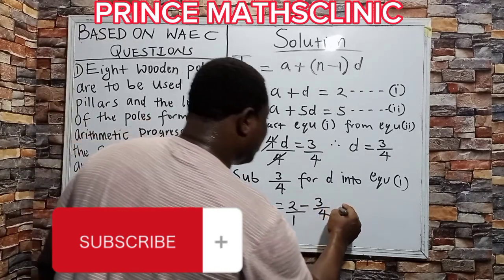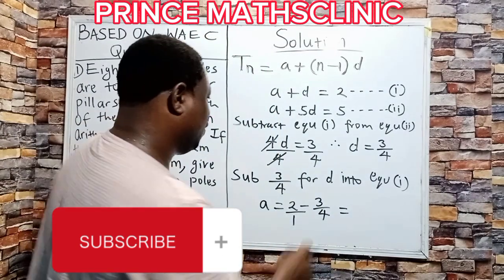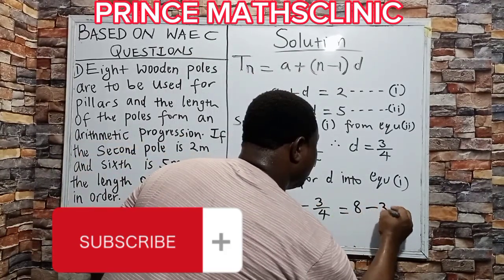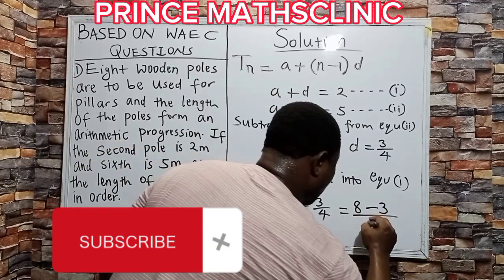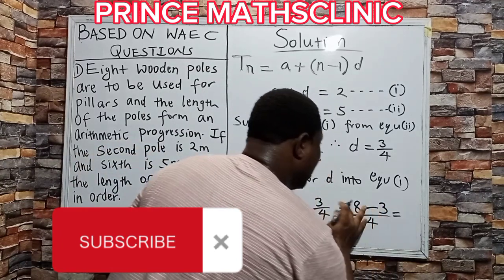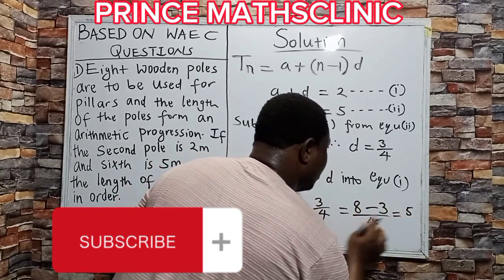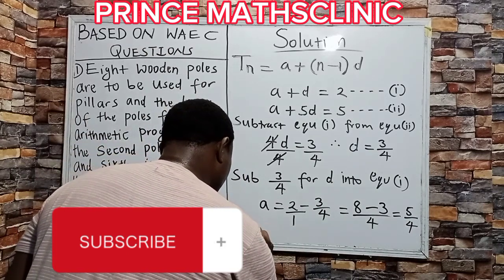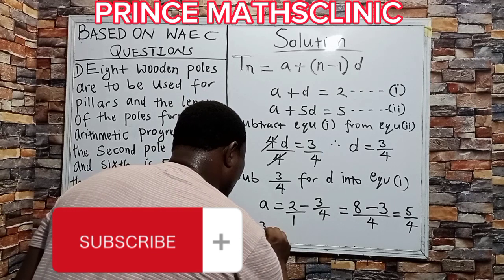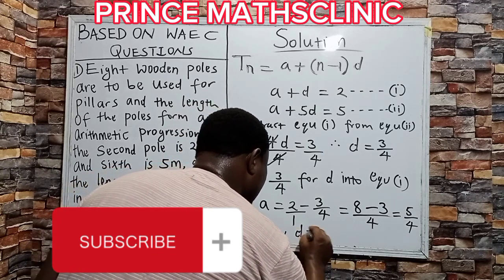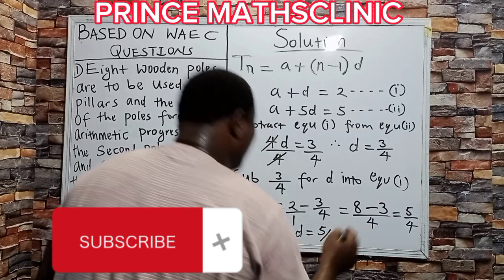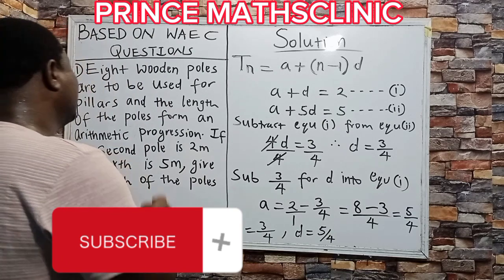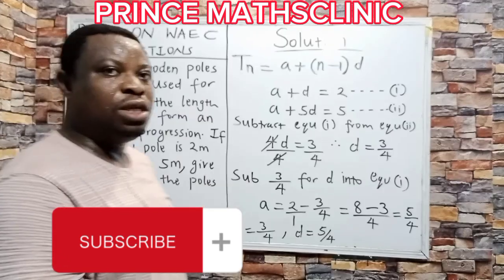So to solve this using the butterfly method, remember, 4 times 2 is 8, minus 1 times 3 is 3, then 1 times 4 is 4. So we can say 8 minus 3 is 5, then over 4. That is my A is equal to 3 over 4, and D is 5 over 4. So these are the two values we will be needing to find all the other lengths of the pole.